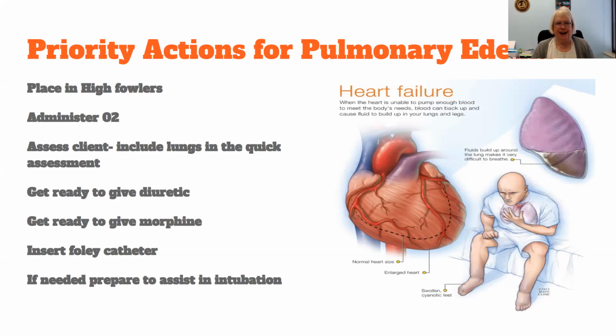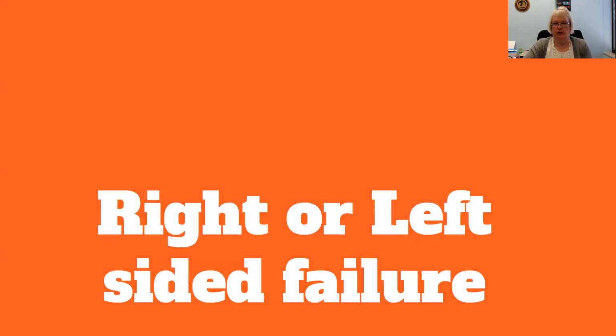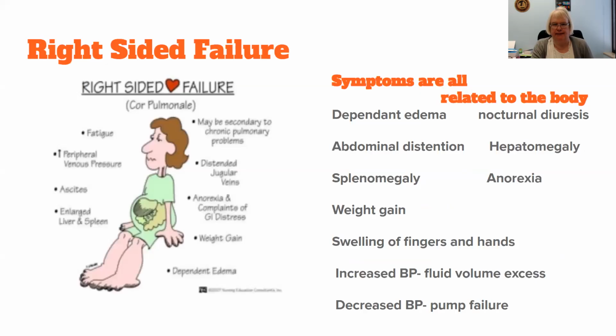We put the Foley catheter in because they are having such a hard time breathing. They can't use the energy or the amount of oxygen it would take to get up or to use the bedpan. And if needed, we prepare to assist with an intubation. There are two types of heart failure. There is right and left. Depending on which side is affected, depends on what kind of symptoms I'm going to see.